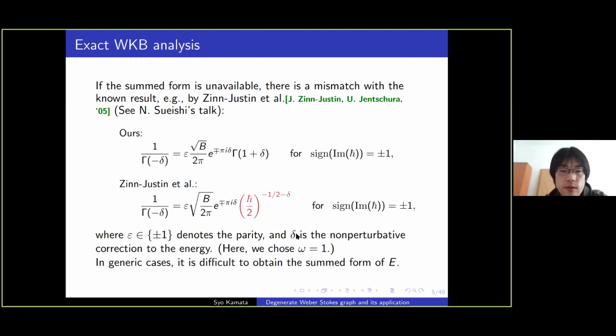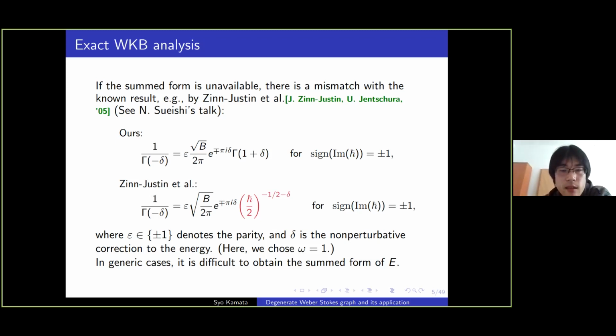So epsilon, delta is a solution of this equation. In his case, he arrived at this form. But if you look at the Zinn-Justin paper, there is h bar over 2. So very roughly speaking, the motivation of my talk is that we want to solve this mismatch. That's all. Very simple.